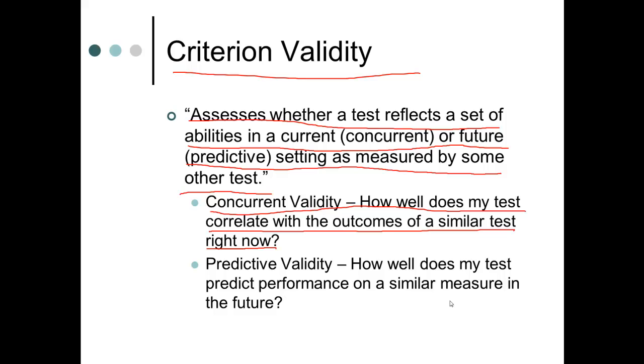Predictive validity is how well my test predicts performance on a similar measure in the future. Will the Compass test tomorrow yield the same results a year from now, 2 years from now? That's the kind of question you need to ask.